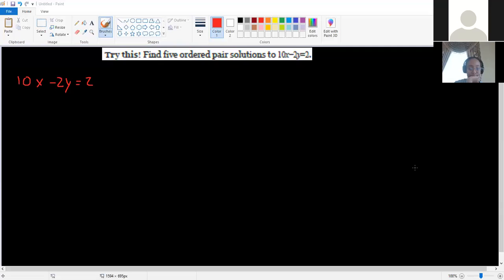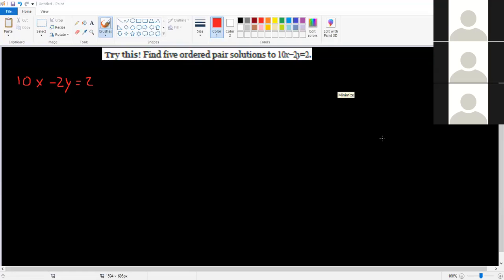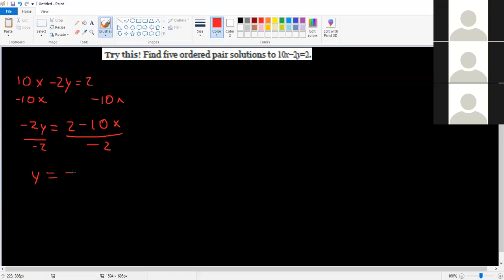Mikios, you're the first person to finish it. You wanna unmute your mic and show everybody how you did it? Alright, so first, it was a standard form, so I switched it to slope-intercept form by adding negative 10x to both sides, and then I got negative 2y equals negative 10x plus 2, and then I divided by negative 2, and that gave me y equals negative 1 plus 5x.